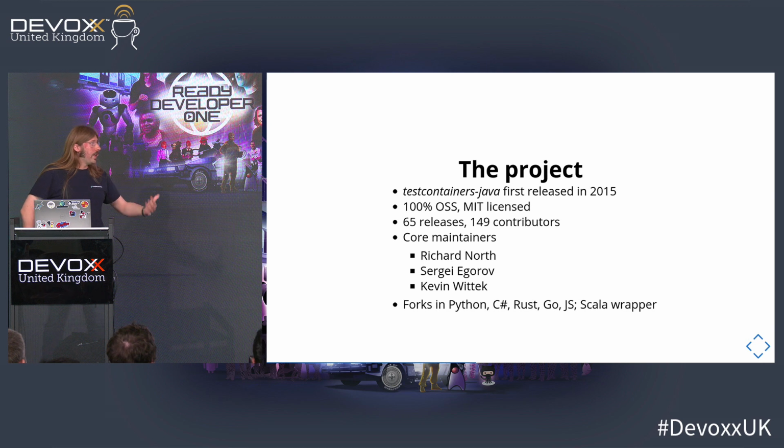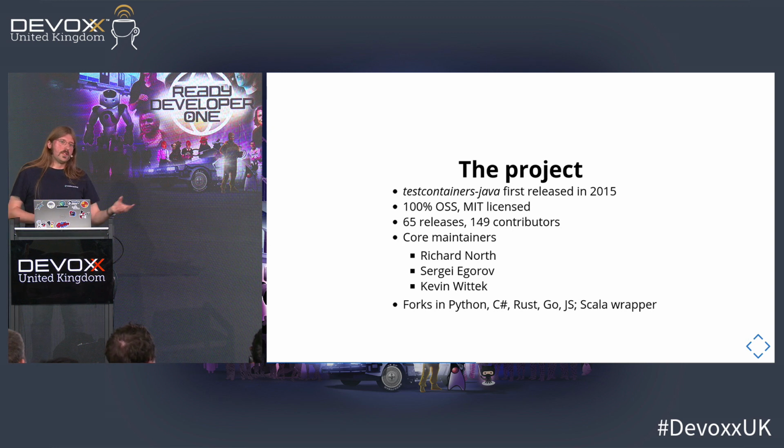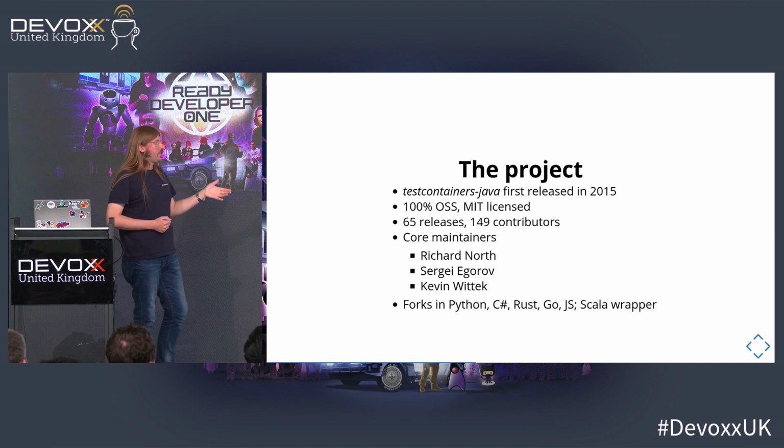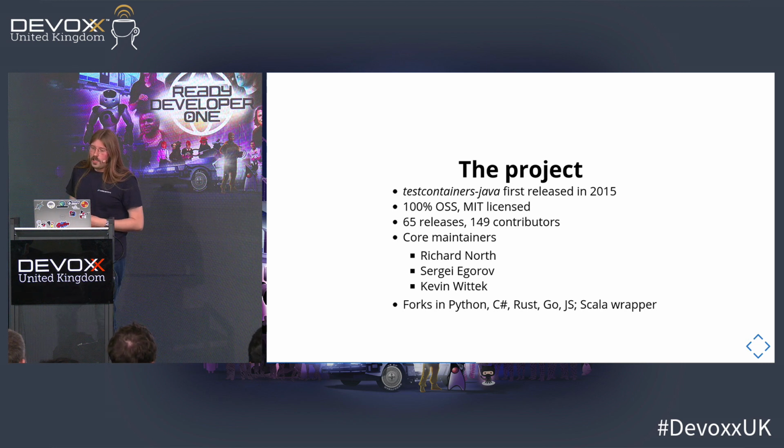And we're also getting increasingly more support for other languages, by basically having re-implementations or forks in those languages that follow the same paradigms and ideas. So we already have implementations in Python, C#, Rust, Go, JavaScript, and a Scala wrapper. They are not all as feature complete as the Java version, but they are going there and they are getting used. For example, the Go version is used in quite a lot of open source projects nowadays.